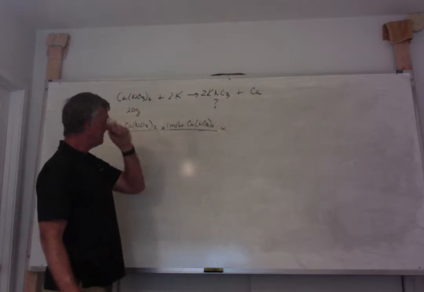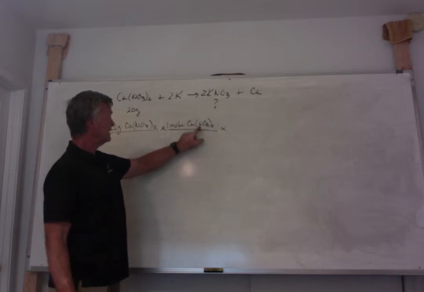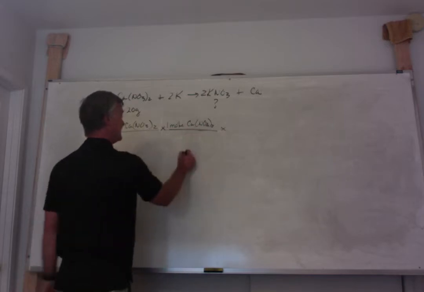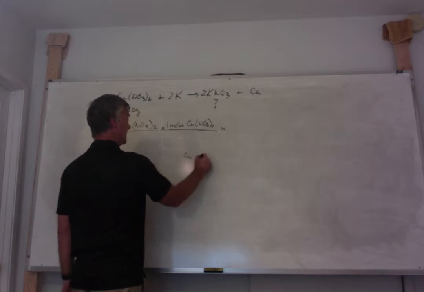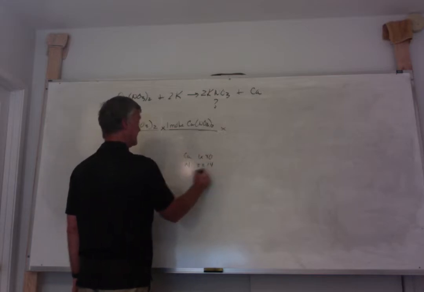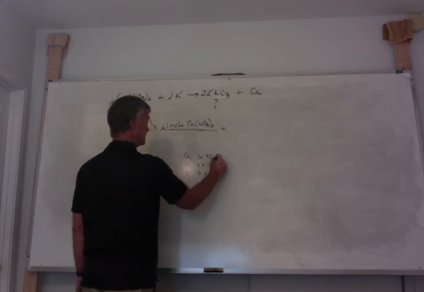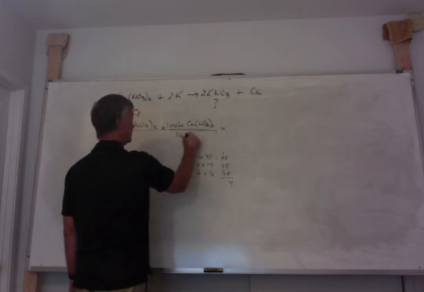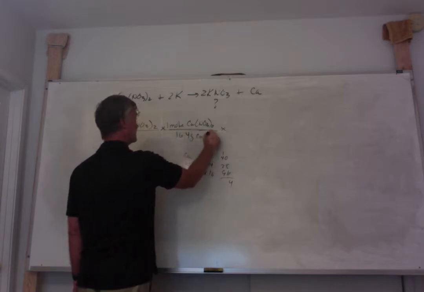This is 40, and this is 28, and 48, 16 times 3. Since we're reviewing, I will do that on this problem. We have nitrogen, 2 times 14, oxygen, 6 times 16: 40, 28, and 96. That's 164 grams of calcium nitrate.